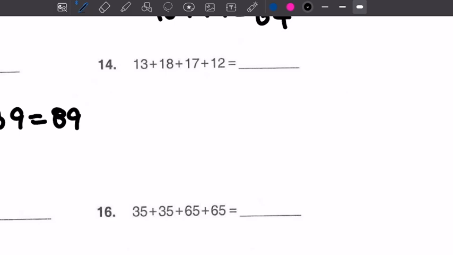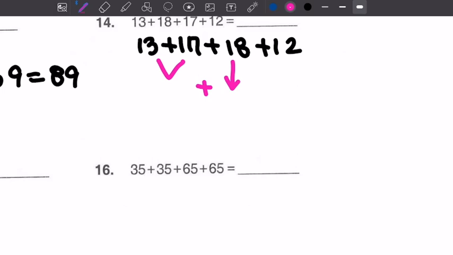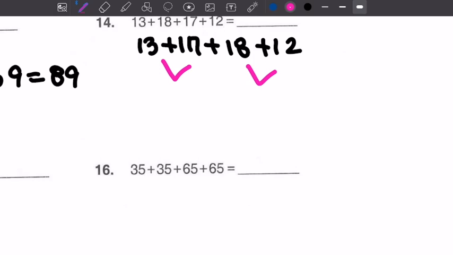Therefore, we're going to do 13 plus 17. Rearrange them so that they're next to each other, and then plus 18 plus 12. Now, the trick here is that we don't always have to add these two and then add 18 and then add 12. Since we have addition only, we can do this, and then add these two together. And that's because we have addition only so far.